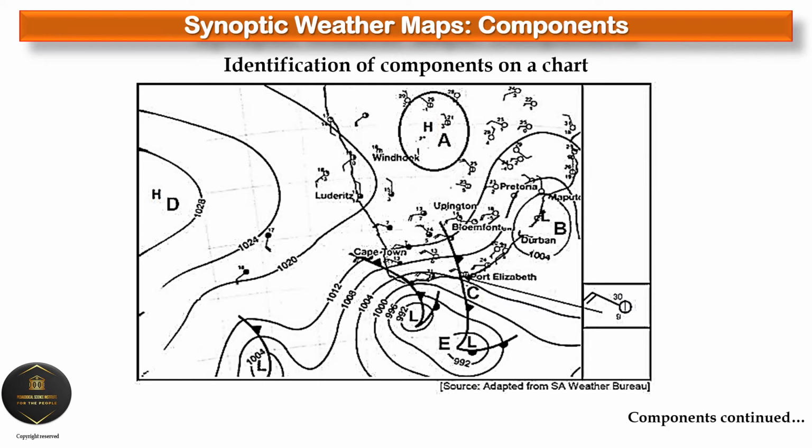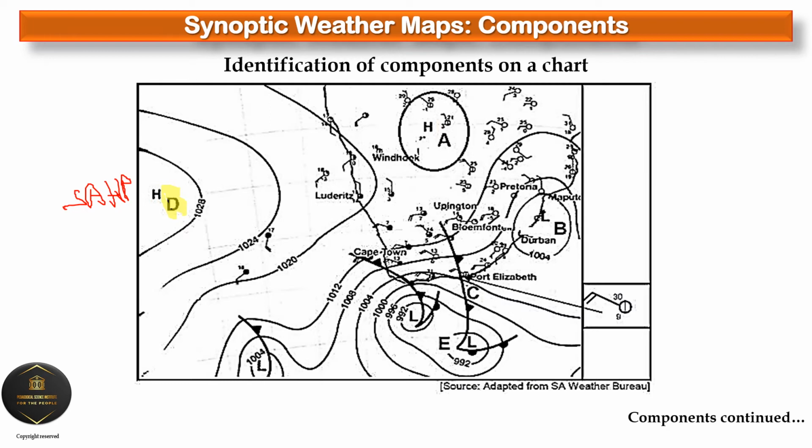Now, let's try and identify them on a synoptic map. So this is a synoptic map represented there. I want us to look at some of those we've discussed. So I said we have what we call a ridge. Now, if you look at D, what is D? D is the South Atlantic high pressure belt.